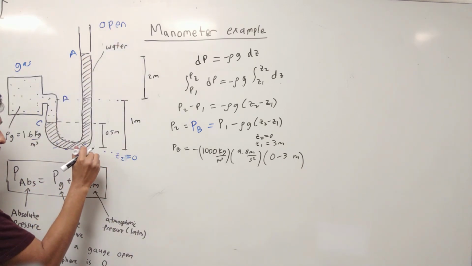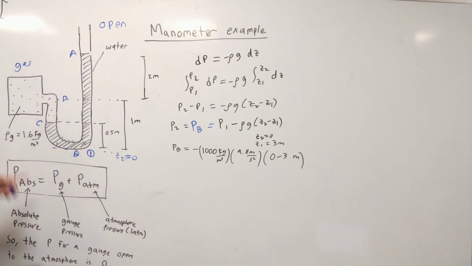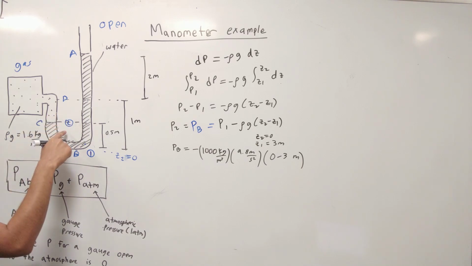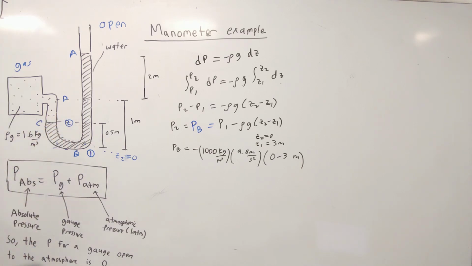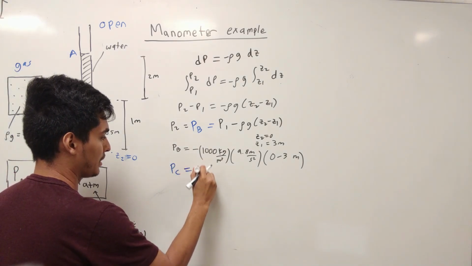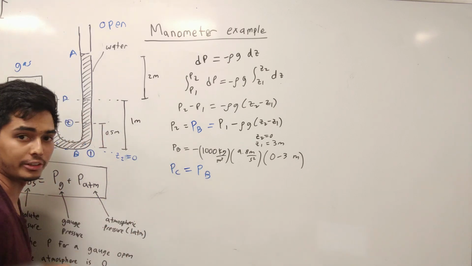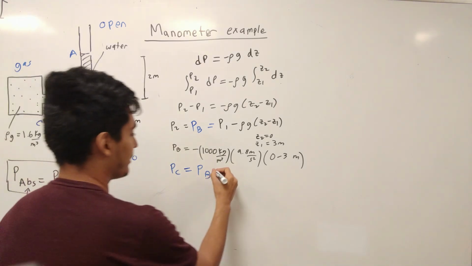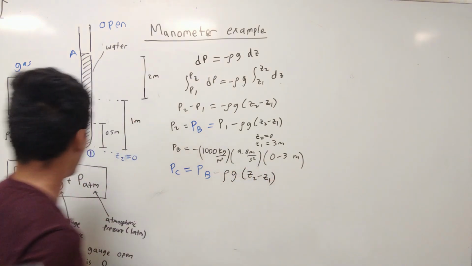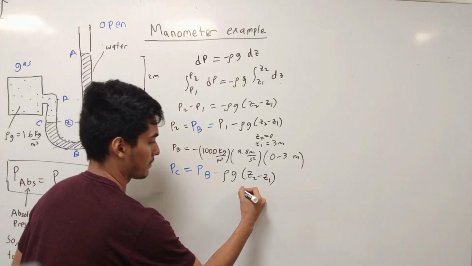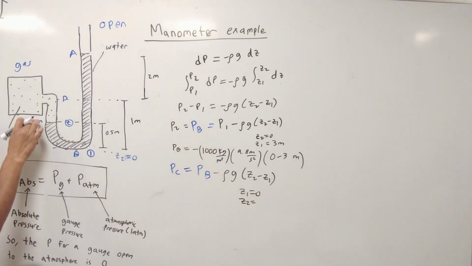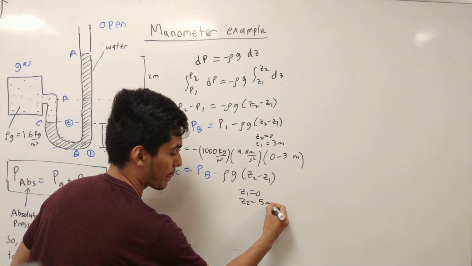So our new 2 is going to be our new 1. And the next pressure we can solve for is this pressure over here. So now we're solving for this pressure. Okay? So now this is going to be PC. PC is going to be equal to PB, which we already solved for here, right? Minus rho G Z2 minus Z1. Well, Z1 is 0 this time, and Z2 is going to be 0.5 meters. All right?